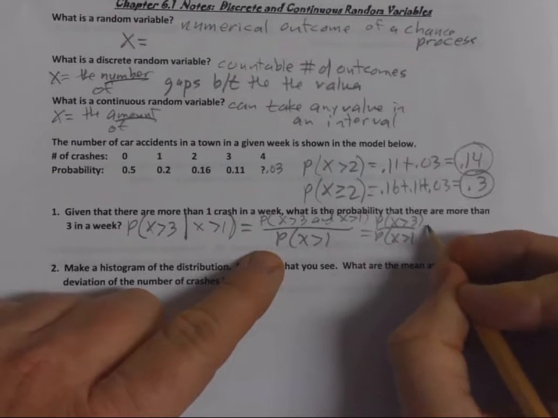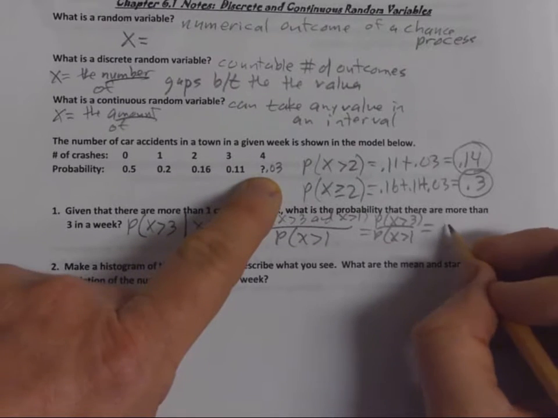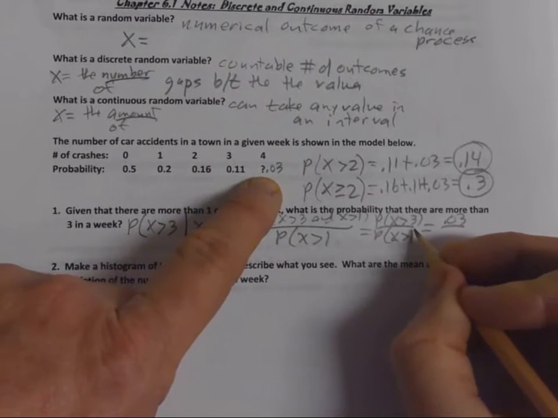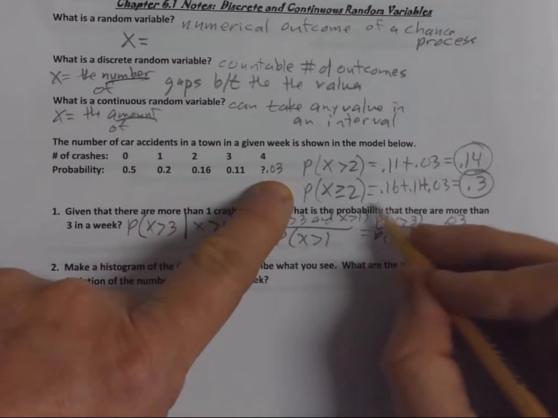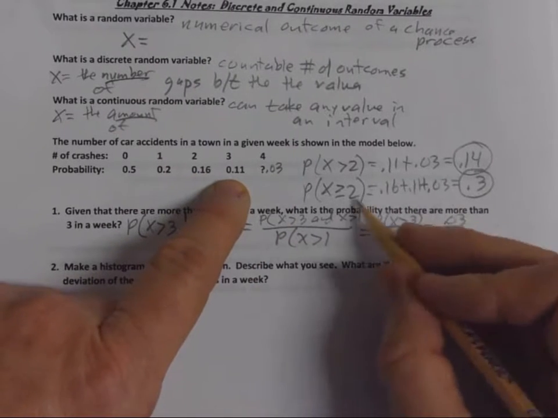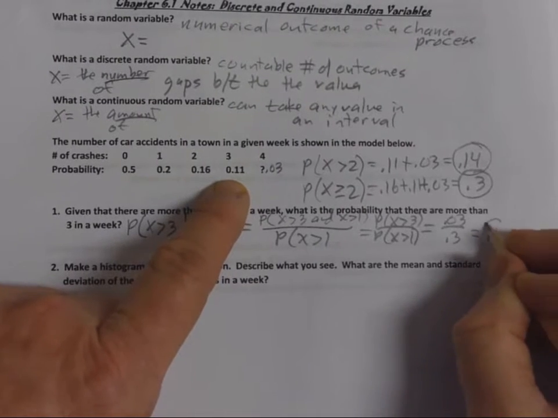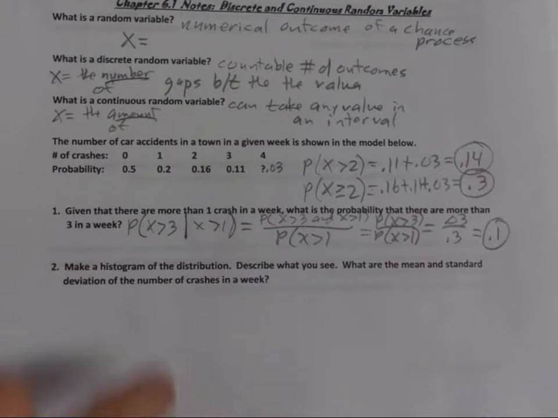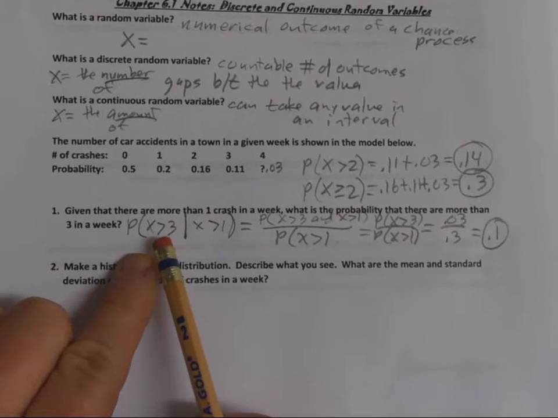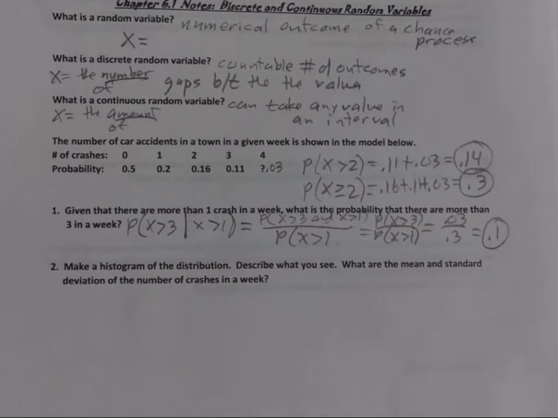So x greater than 3, that's 0.03. It doesn't include 3, so this would be 0.03. The probability that x is bigger than 1 includes all of these, which is the same as greater than or equal to 2, by the way. That is equal to 0.3, so the answer is 10%, or 0.1. That would be showing your work there. These conditional probabilities in this chapter just end up being the probability of this over the probability of that.